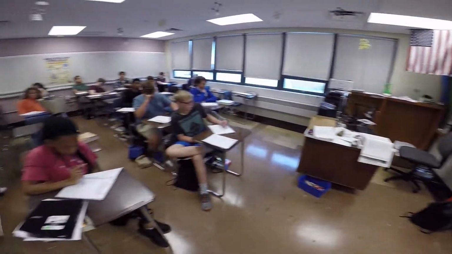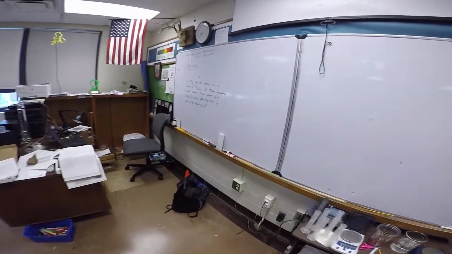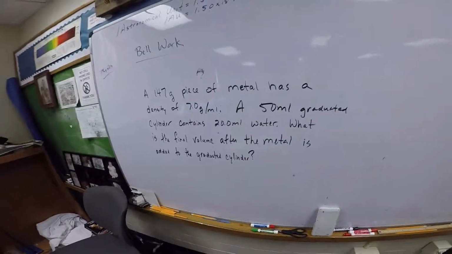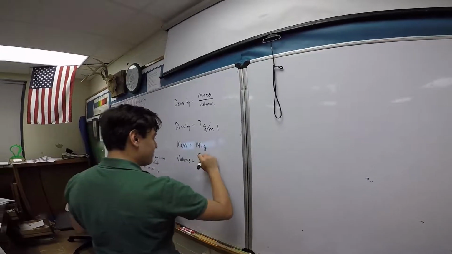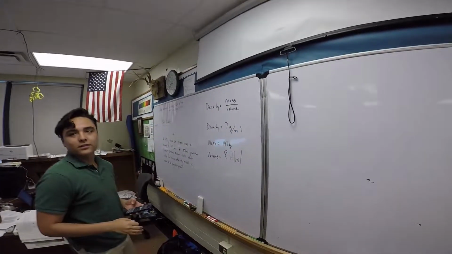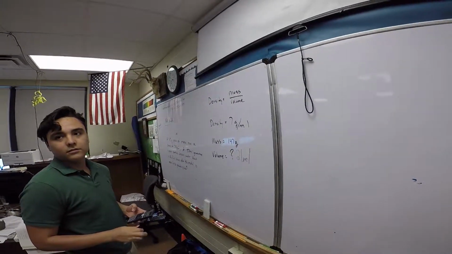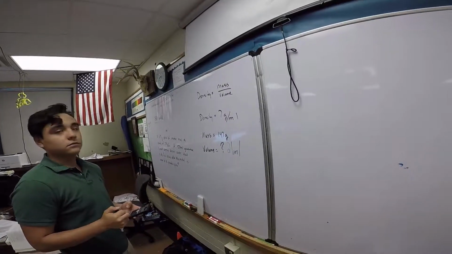So I always like to make a data table first when I see a word problem. Create a data table. Alright, so step one, write down the formula. Everybody see that? Step two, write down the data that you have. Step three, solve for the unknown variable.